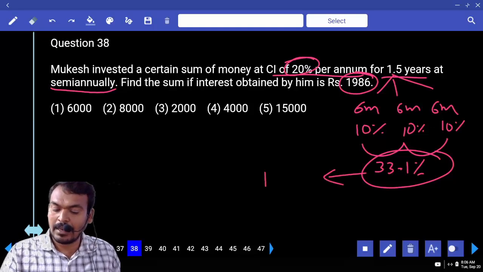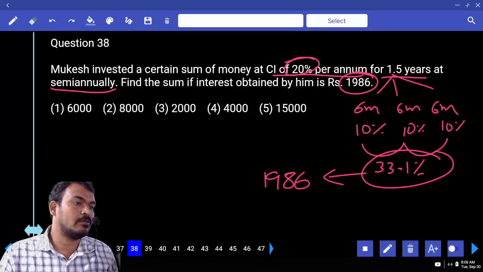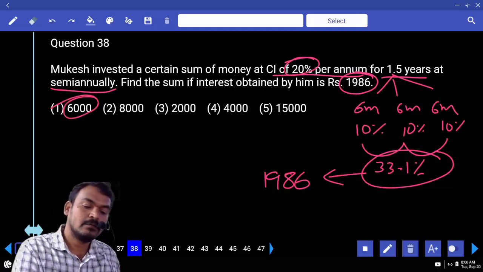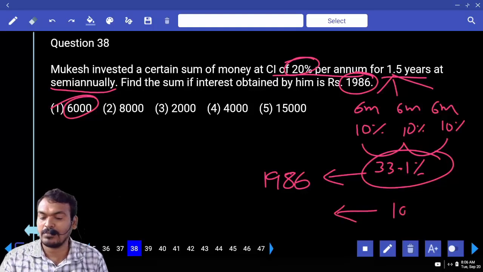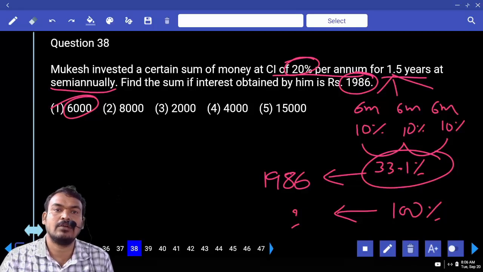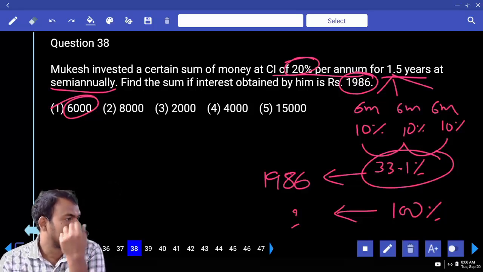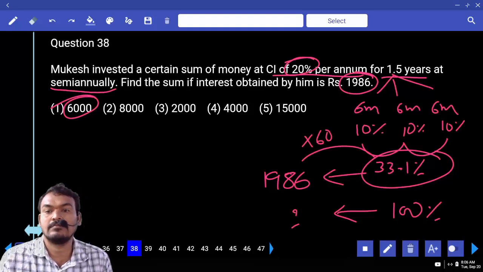That 33.1% is equal to how many rupees? 1986. Almost how many times? 6 times or not? What is the answer? 6,000. We required the sum. Sum means how much percent do we need? 100%. Is the answer 6,000 or 600? 6,000. Directly how many times? 60 times or not?